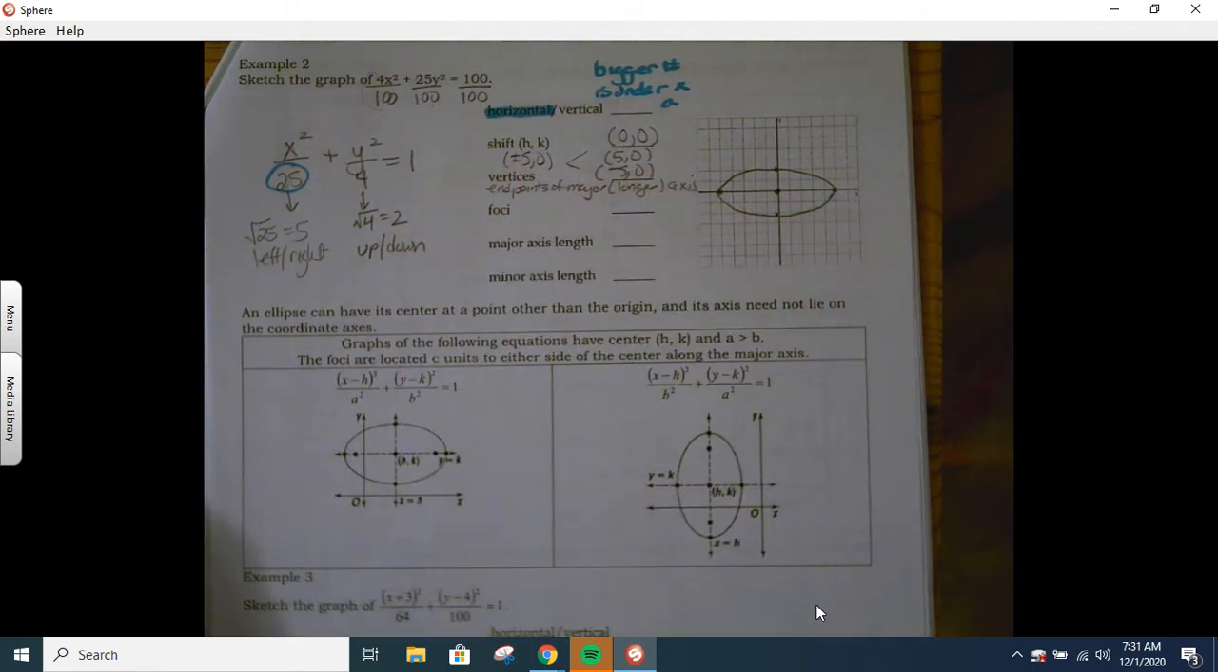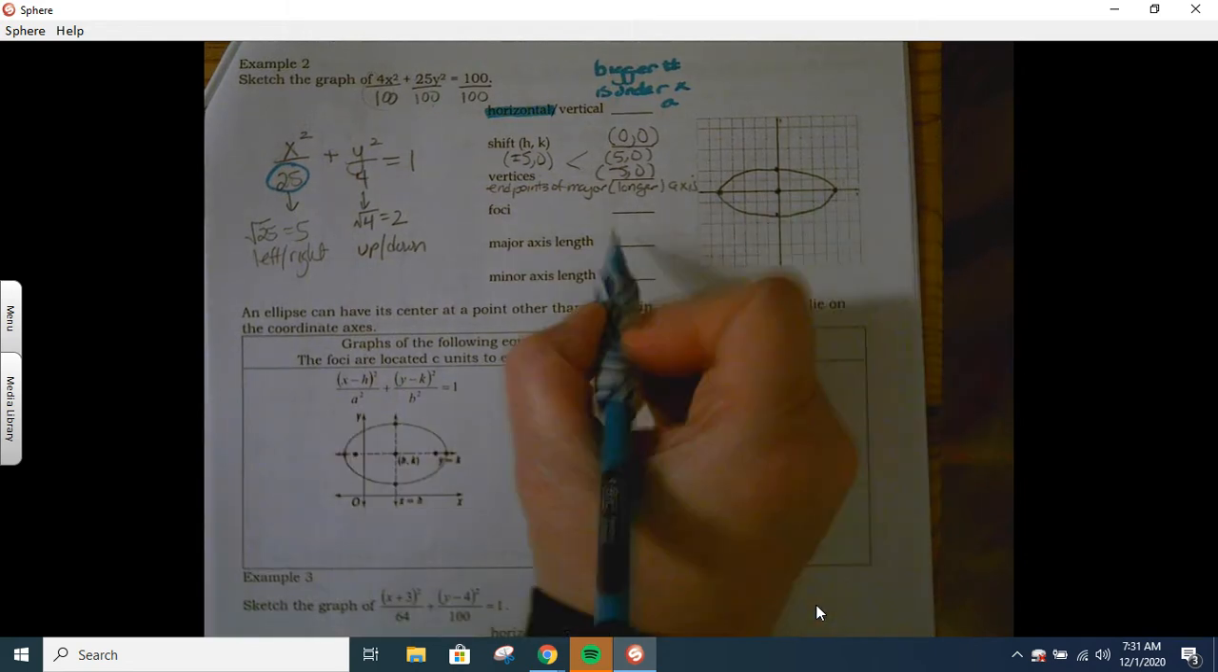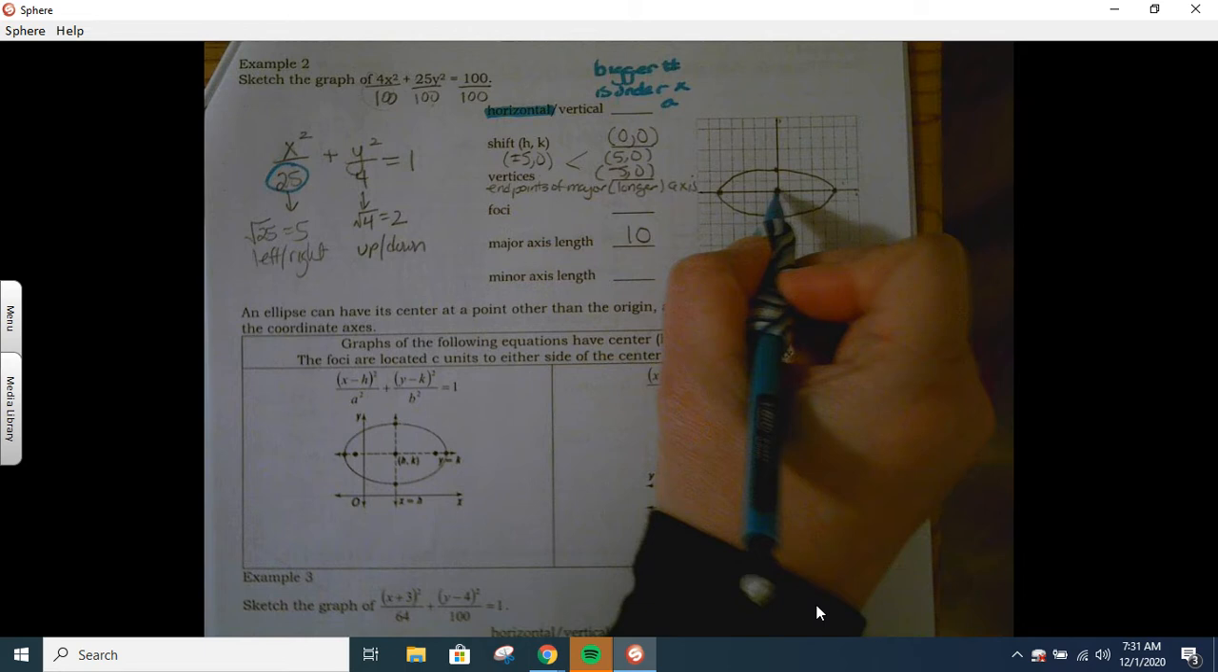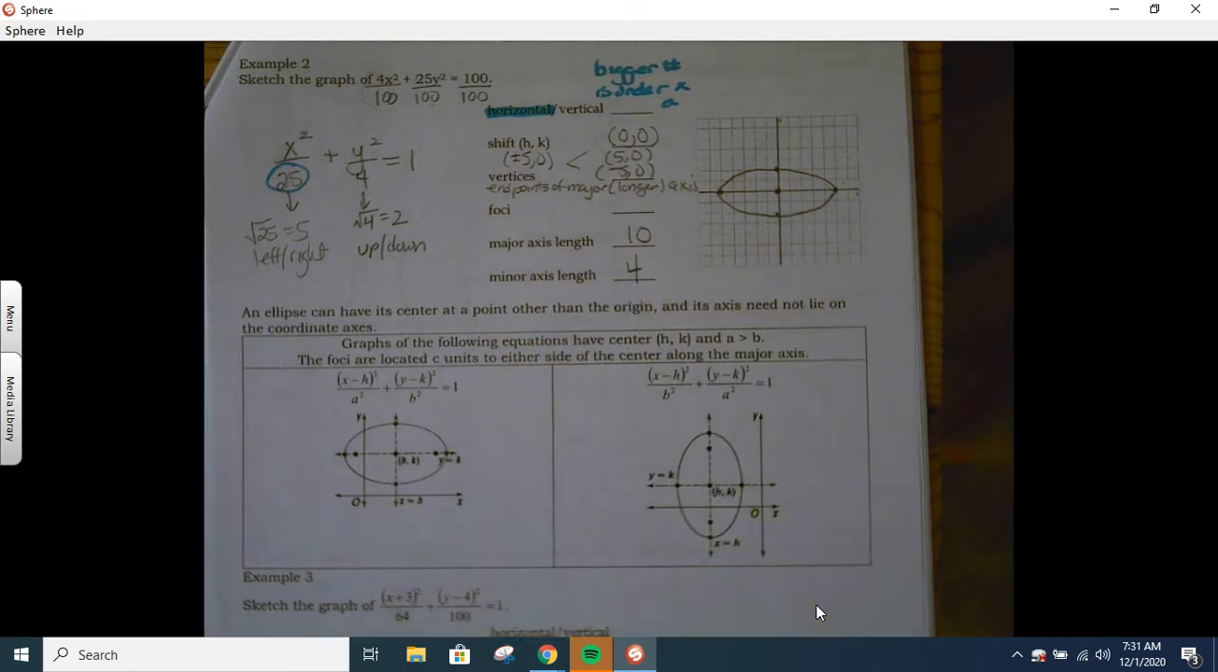Okay, I'm going to come back to the foci. The major axis length, if this is 5 and this is 5, would be 10. The minor axis is up 2, down 2, so that's 4. For the foci, and I think it was on here and I didn't mention it. Yep.